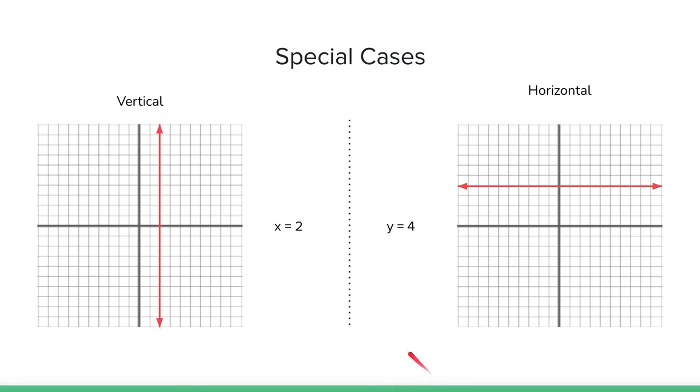Here are some special cases. If you have anything like x equal to a number with no y, then you have a vertical line, and because x is always going to be equal to 2 regardless of the y, we just draw a line at x = 2. And the slope is going to be undefined here. And for a horizontal line, if you have something like y = 4 or any other integer, you just draw a line at that value. And the slope here is 0.